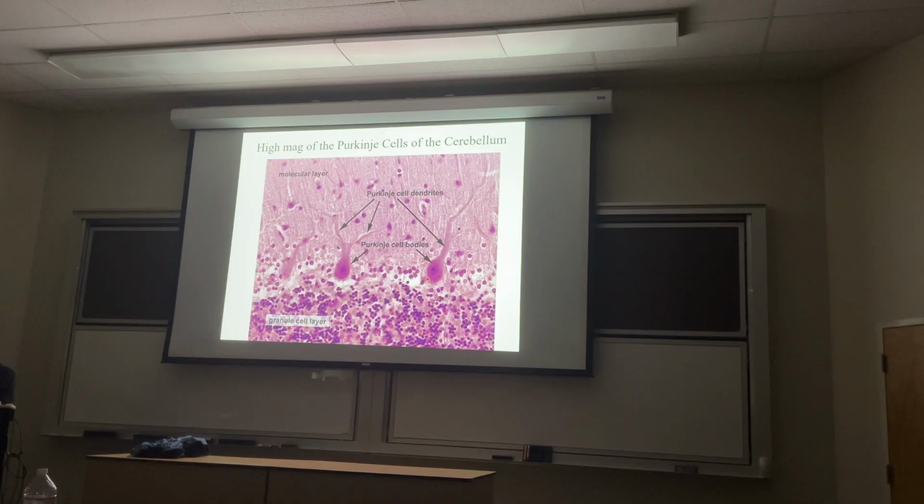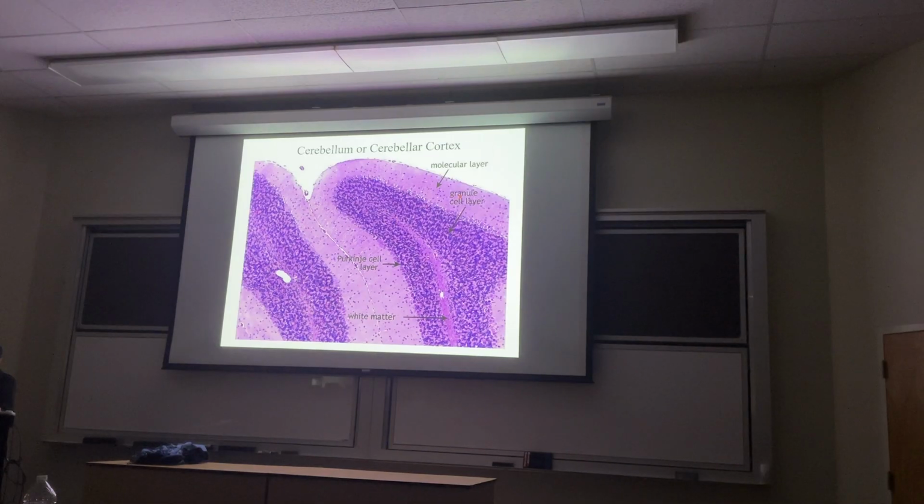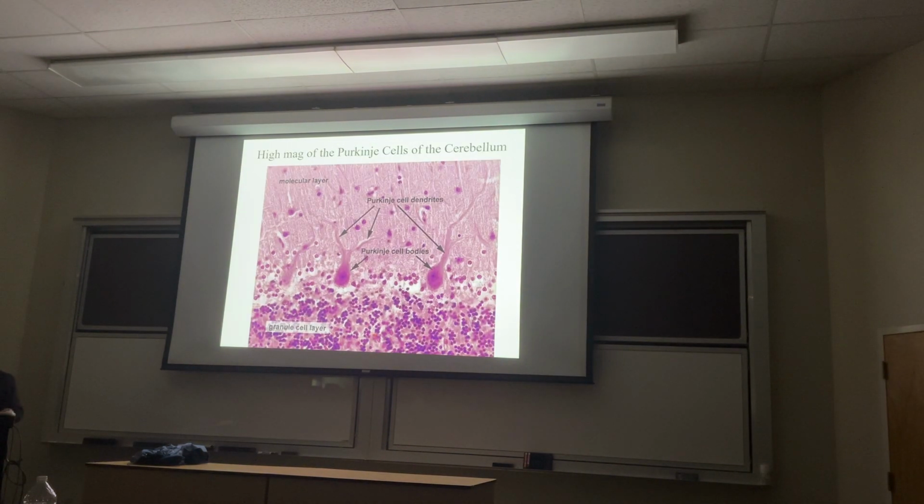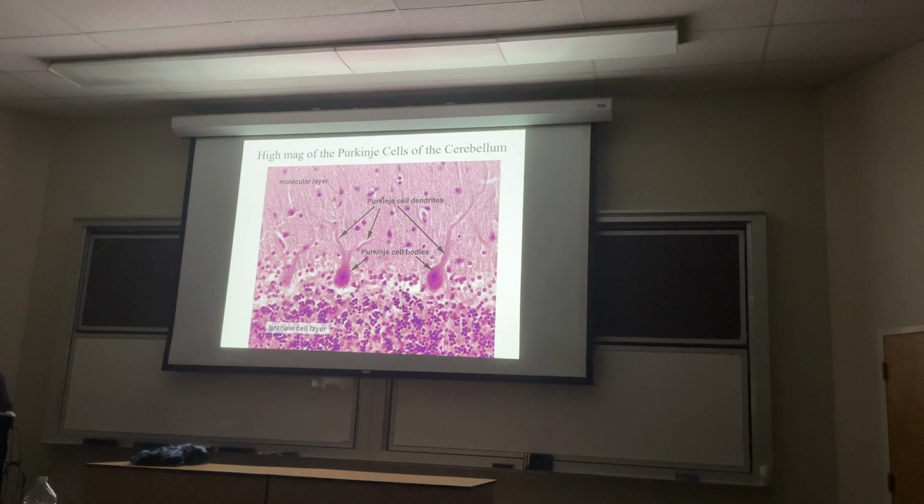Now we've really blown it up. We've taken this layer. These are our Purkinje cells. You can see the nucleus and the nucleolus and some of the processes. Here's our molecular layer. That's that lighter stained area. This one with all the nuclei is our granular cell layer. And this in between them is our Purkinje cell layer.